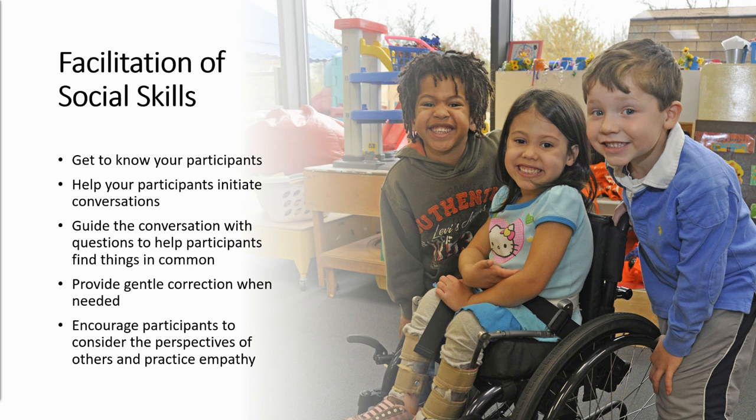Finally, to facilitate social skills to help with potential future behavior issues, you really want to get to know your participants, help them initiate conversations with each other, guide questions to help them find things in common, provide gentle correction when needed. If you're present when two children are playing and they are disagreeing, then you can again incorporate size of the problem and help them regulate their emotions and think about how they're making the other child feel. And so really just encouraging them to consider the perspectives of others and to practice empathy.